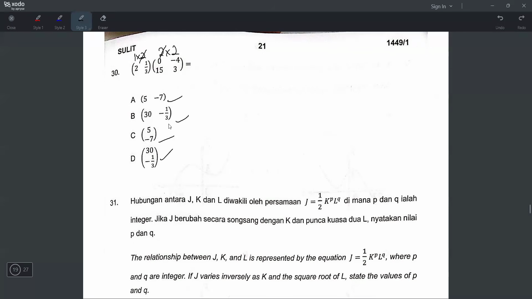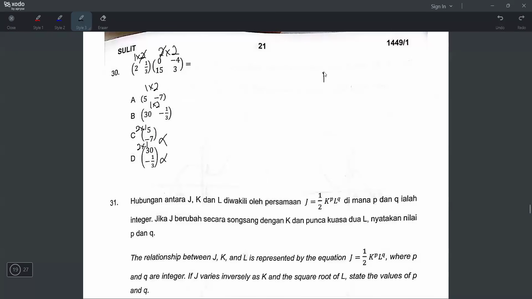That's why looking at A, B, C, D, C and D wrong already lah. Because C and D is 2 row, 1 column. 2 times 1, 2 times 1. So this can't be the answer. So it has to be A or B, 1 times 2, right? So macam mana nak tahu yang mana? Okay, kita darab sekarang lah.